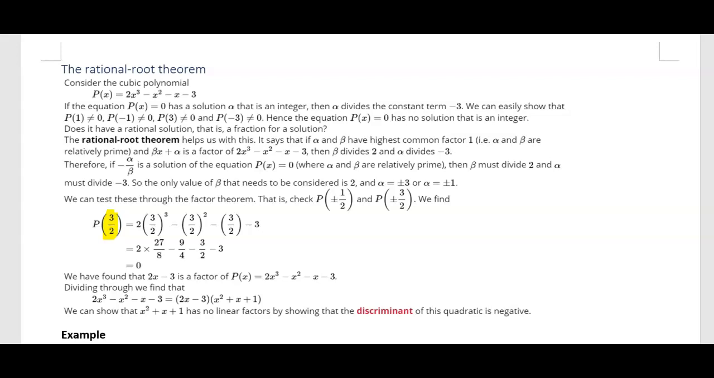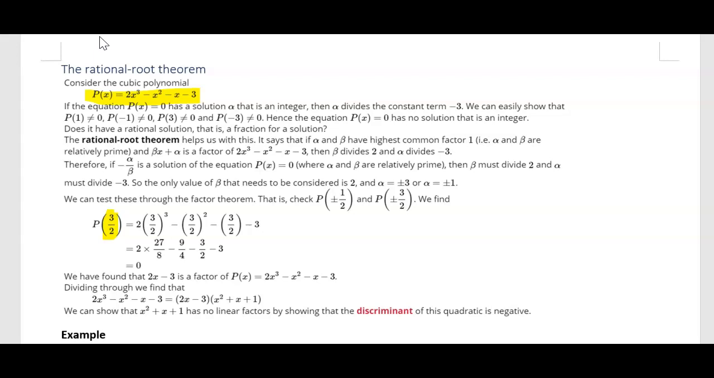Hi everyone, in this video we're going to go through the rational root theorem. Now there's quite a bit of theory on this page, but basically what the rational root theorem is used for is when all of our solutions are not integers. So this example here, we've got this cubic, so 2x cubed minus x squared minus x minus 3.